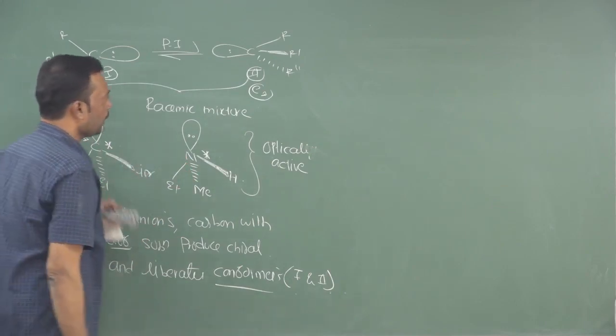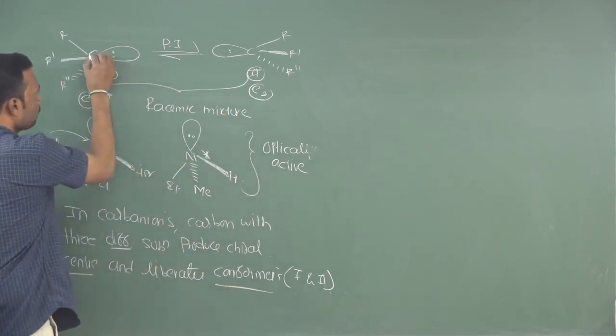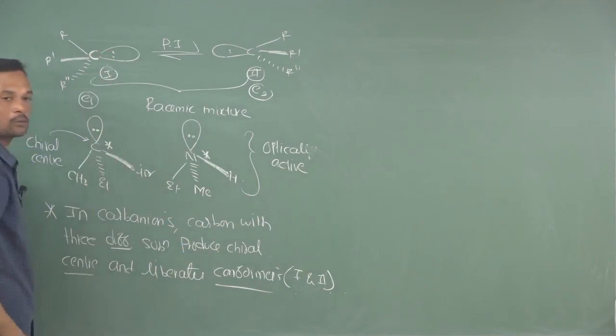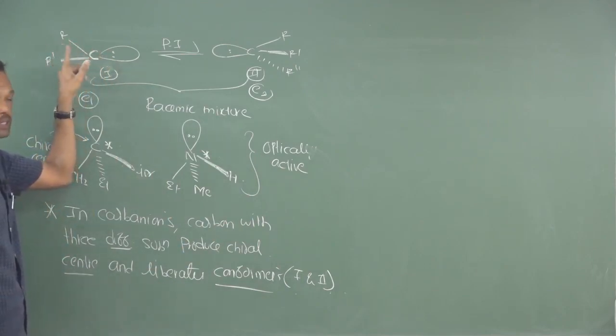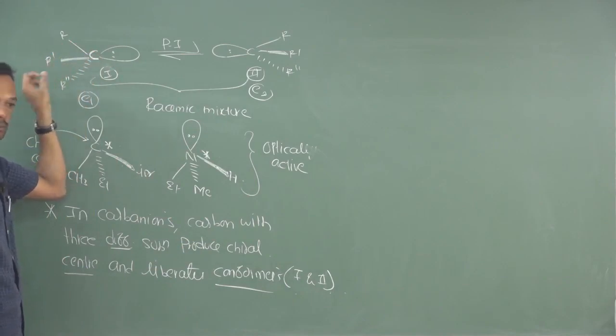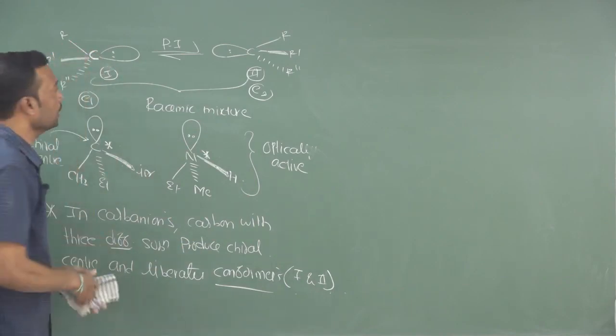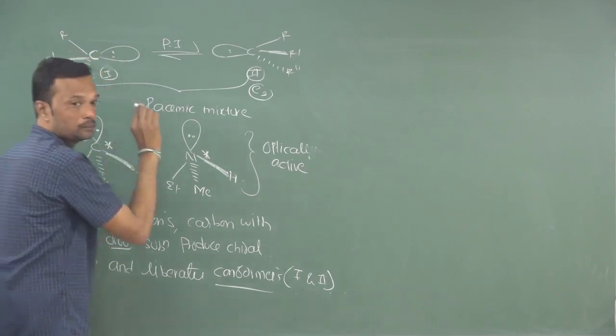Okay, and one more thing. If 3 different substitutions are present on a carbanion, is the lone pair localized or delocalized? Localized. So what is the hybridization of the carbanion? sp3. What is the structure? Pyramidal structure. You remember that point? If it is localized, then only sp3.